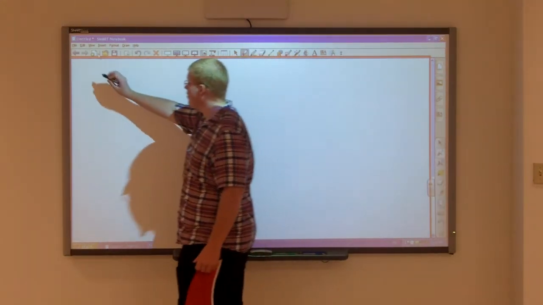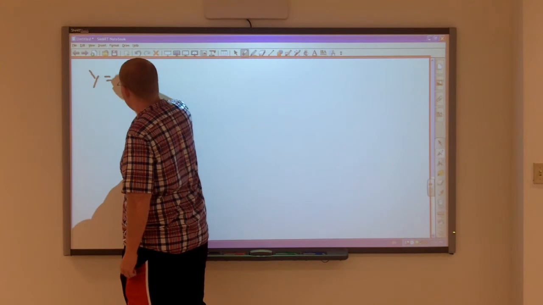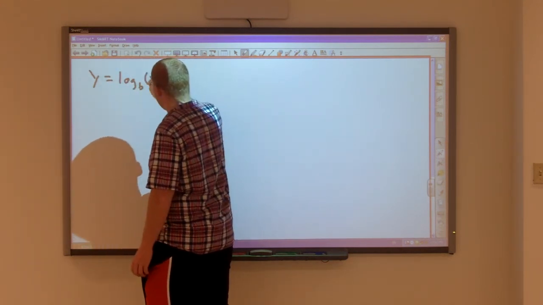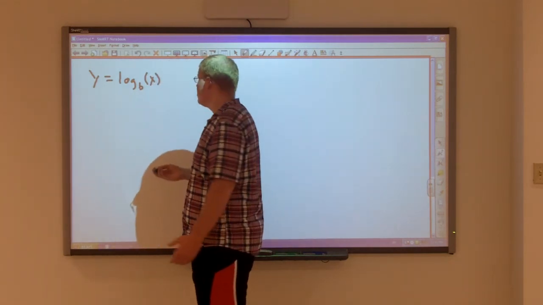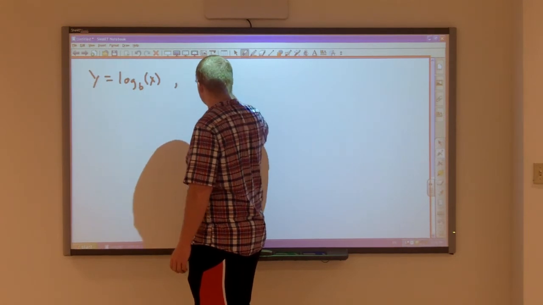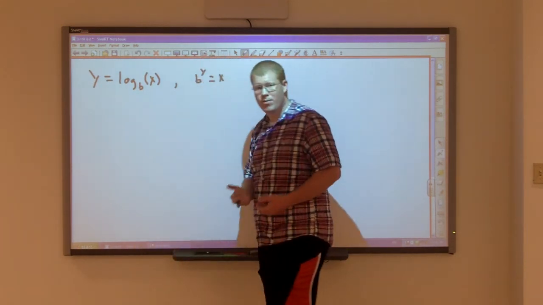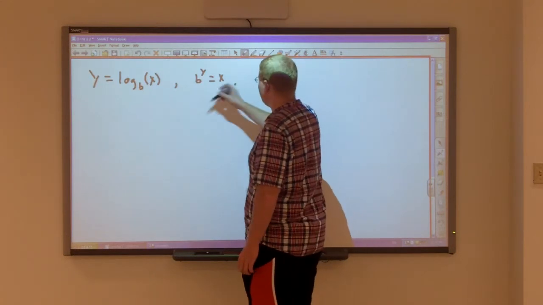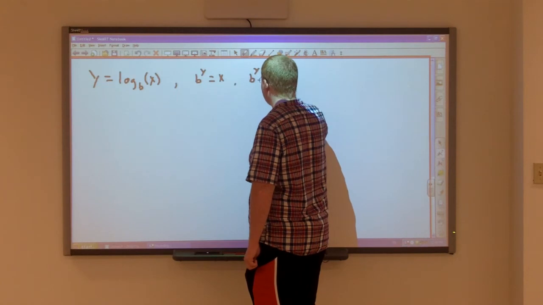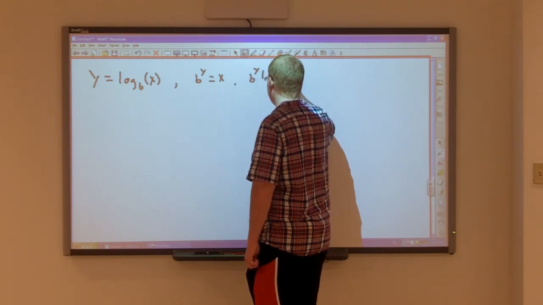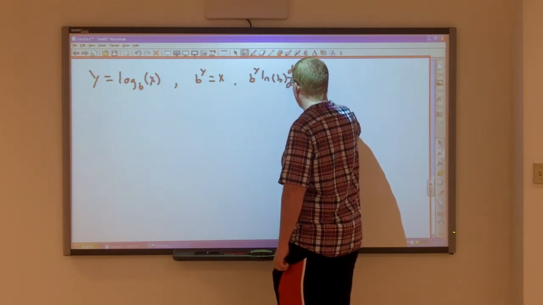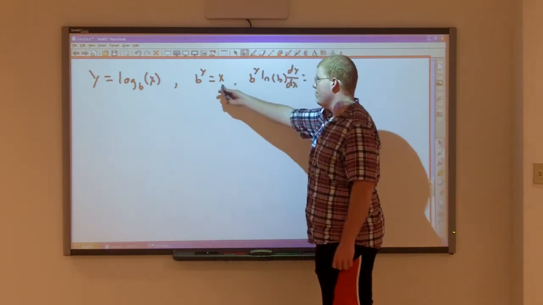Okay, so if we have the function y equals log base b of x, so any base, let's find the derivative of this. We can rewrite this as b to the y equals x. And we'll take the derivative of both sides just like we did before. The derivative of b to the y is b to the y natural log of b times dy dx, and this is equal to the derivative of x, which is just 1.